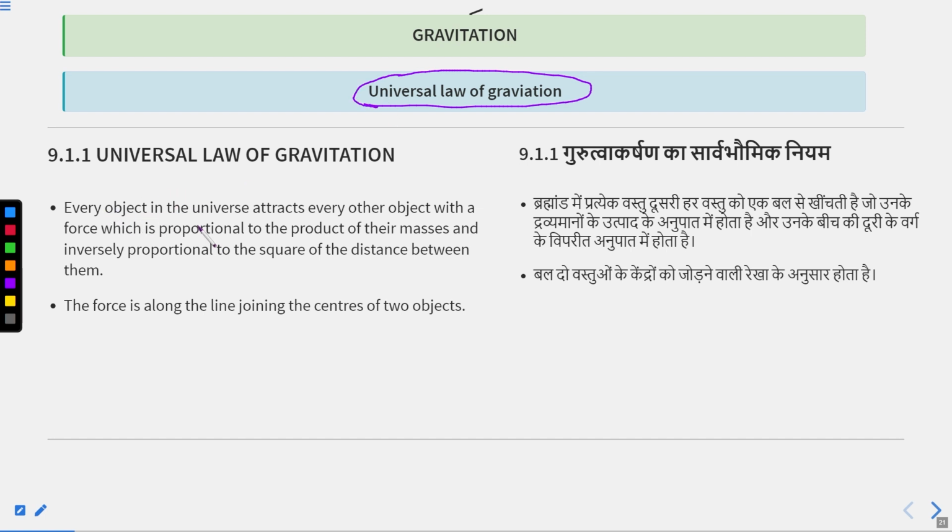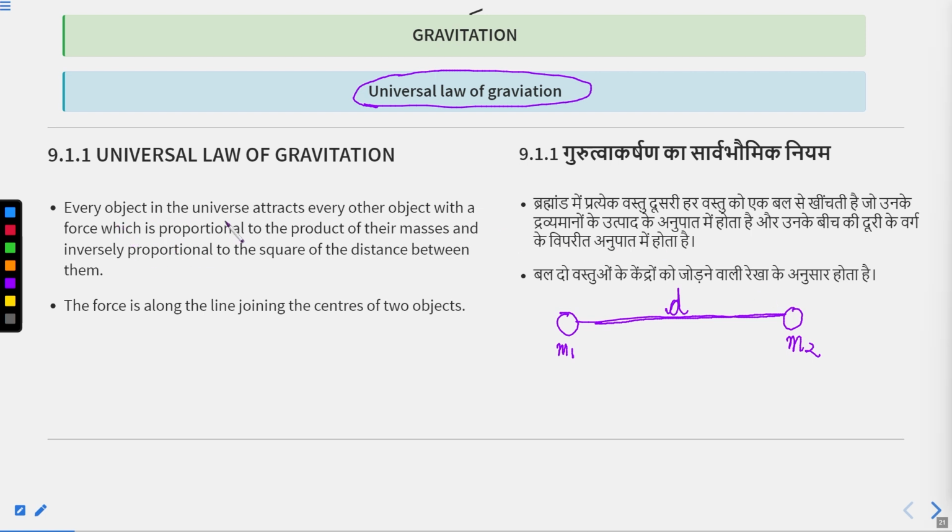Every object in the universe attracts each other object with a force proportional to the product of their masses. Let's suppose these are two objects. One has mass m1 and the other has mass m2, and both the objects have a distance d between them. Then what is this saying? What will happen?